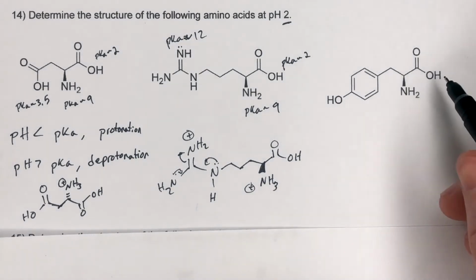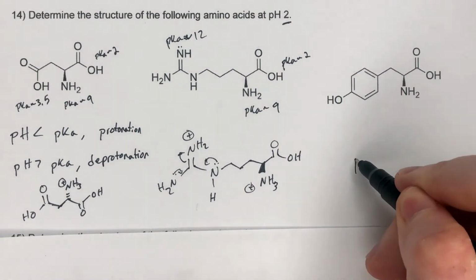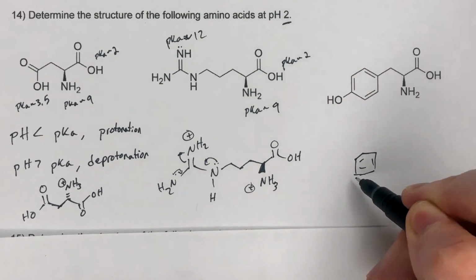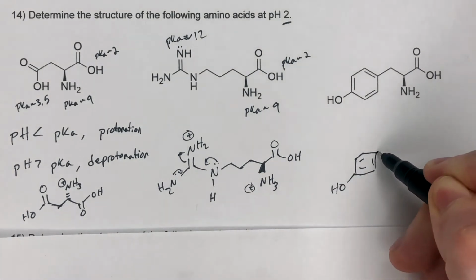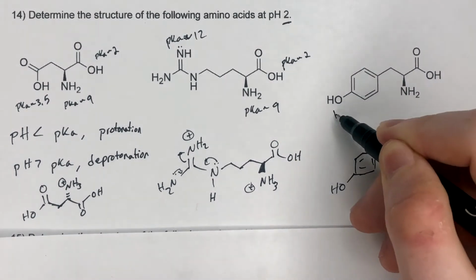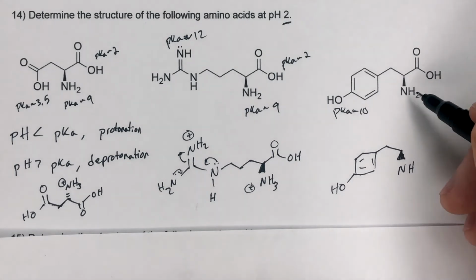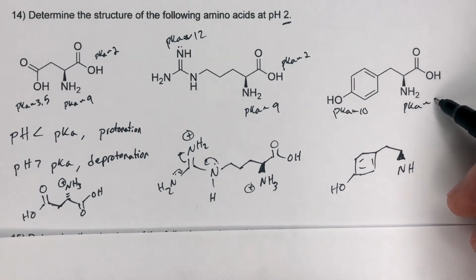Then we'll move on to this one. So again, full protonation. So everything's going to be protonated. Nitrogen is the only thing bearing a charge here. I forgot to give you the pKa values, but tyrosine is about 10, the ionizable group of the phenol. This is about 9. This is about 2.